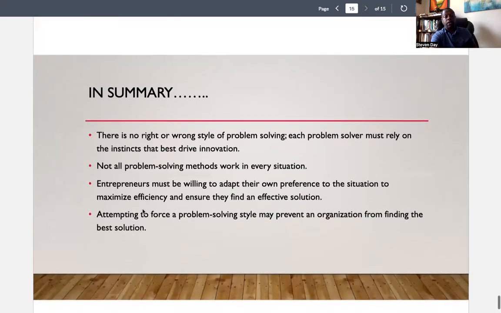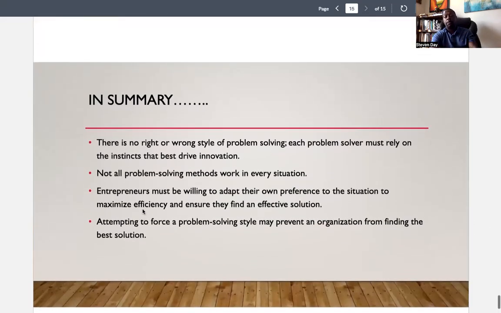So in summary, there's no right or wrong style of problem solving. Each problem solver must rely on the instincts that best drive innovation. Again, not all problem solving methods work in every situation. It's definitely situational. So you want to look at the context and look at the individuals and the actual problem that's in front of you in order to move forward and make the right decision.